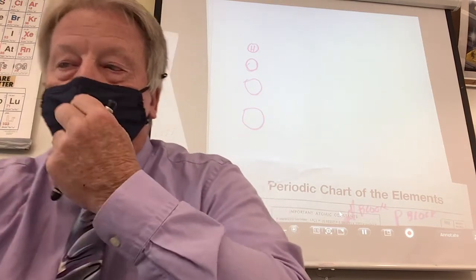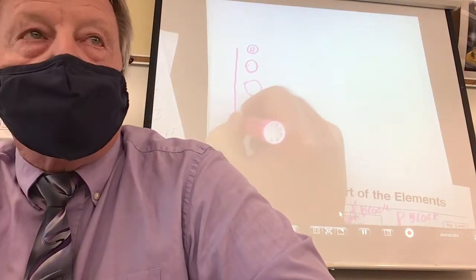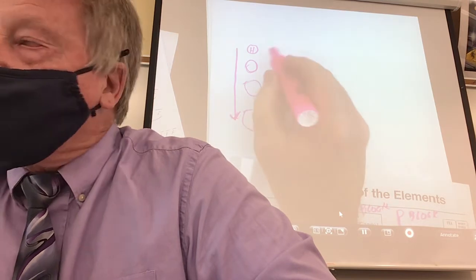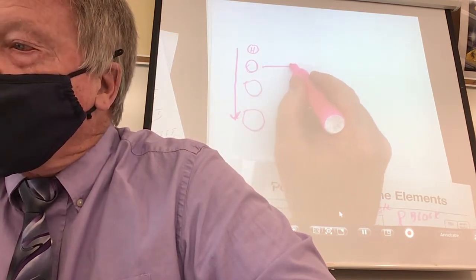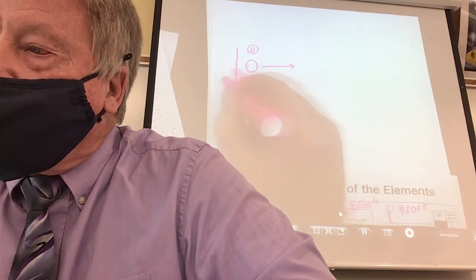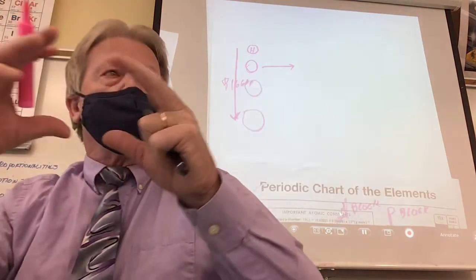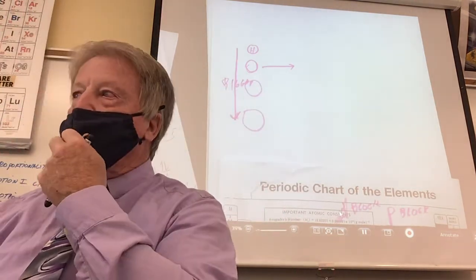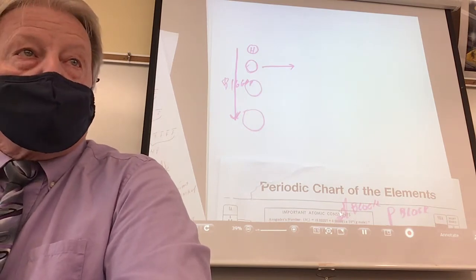Now, this is kind of intuitive, that as you go down, the atoms get bigger, right? But here's what's not intuitive. Does anybody know what happens as you go left to right? So they certainly get bigger if you go down because you're adding new energy levels. But what happens as you go left to right? Anybody? They do. They get smaller.